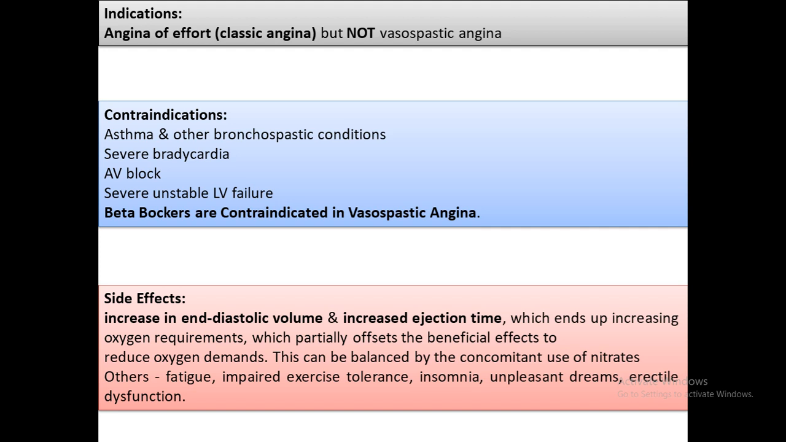Side effect: increase in the end diastolic volume and increase in the ejection time, which end up increasing the oxygen requirement, which partially offsets the beneficial effect of the reduced oxygen demand. This can be balanced by the concomitant use of nitrate. Others: fatigue, impaired exercise tolerance, insomnia, unpleasant dream, erectile dysfunction. These are the common ones.